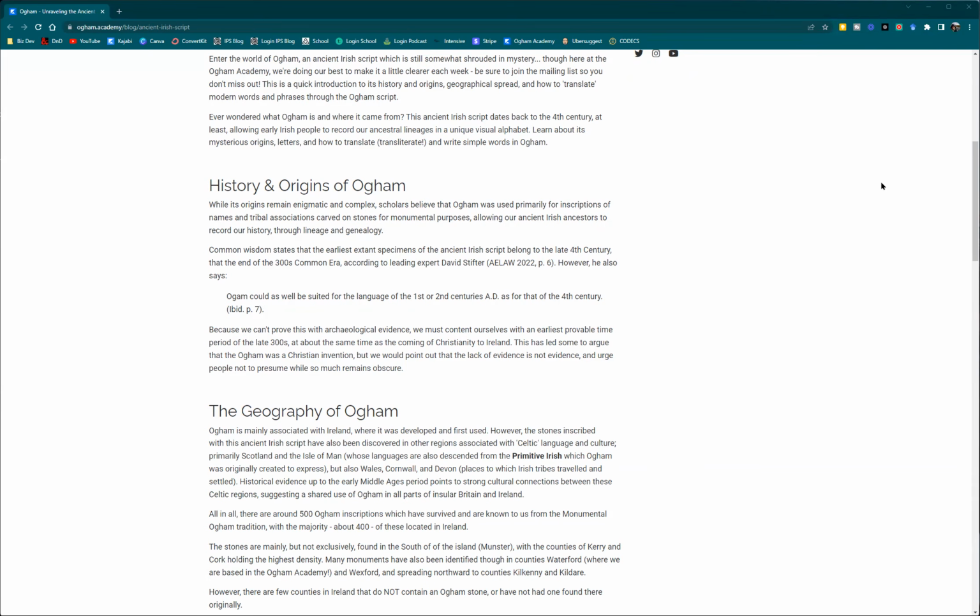Because we can't prove this with archaeological evidence, we must content ourselves with an earliest provable time period of the late 300s, at about the same time as the coming of Christianity to Ireland. This has led some to argue that the Ogham was a Christian invention, but we would point out that the lack of evidence is not evidence and urge people not to presume while so much still remains obscure.